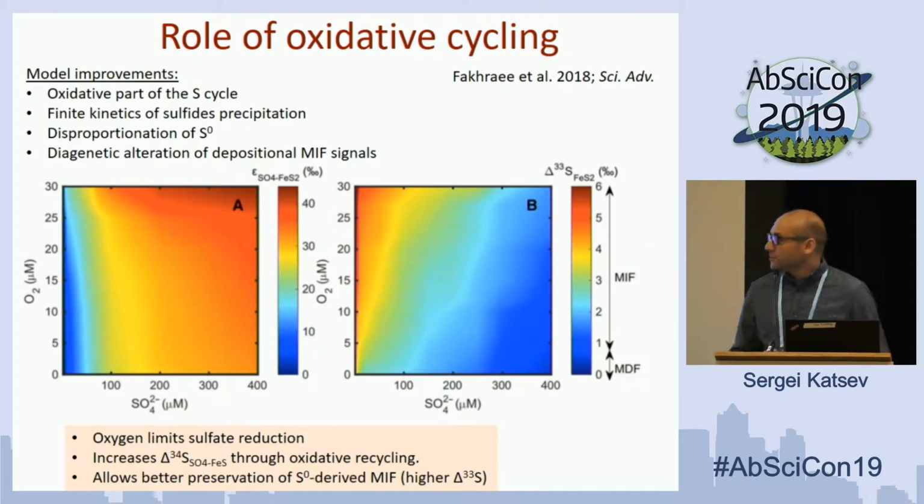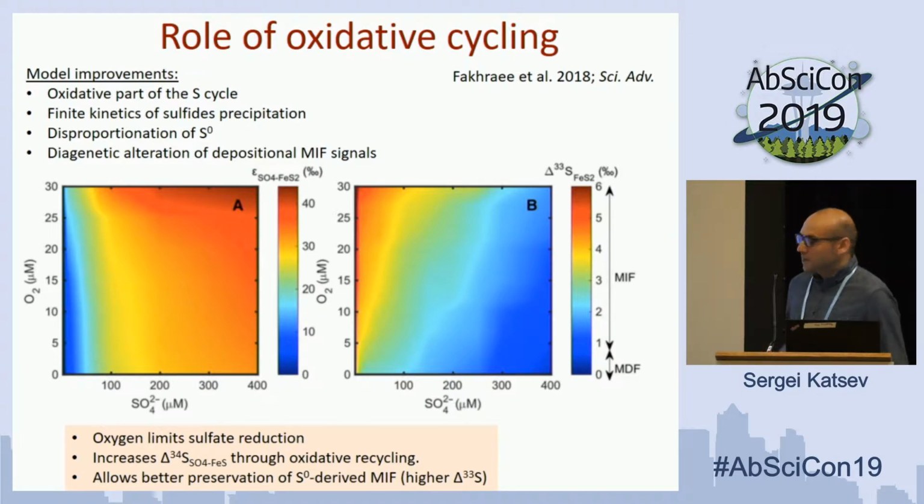We can develop the model further. In a more recent paper, we included the oxidative cycling of sulfur, where sulfide can get reoxidized in coastal environments. We also put in disproportionation of elemental sulfur that wasn't really considered there. And what we found out is that oxygen primarily limits sulfate reduction because organic matter mineralization happens to some degree aerobically. This increases delta 34 through oxidative recycling, but paradoxically, it also increases preservation of mass-independent fractionation because you get less sulfate reduction, so more signal gets carried through from elemental sulfur.